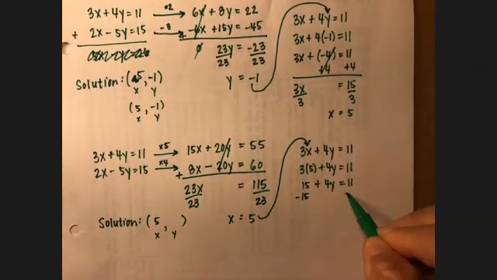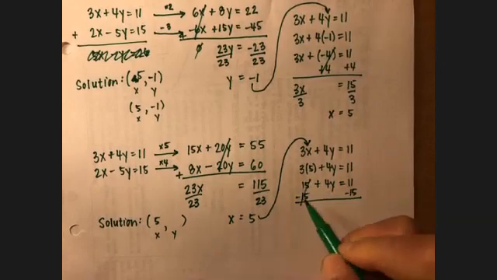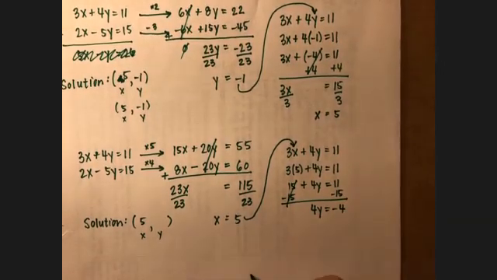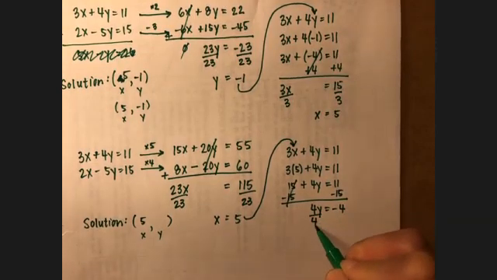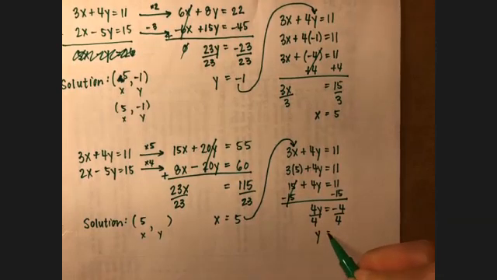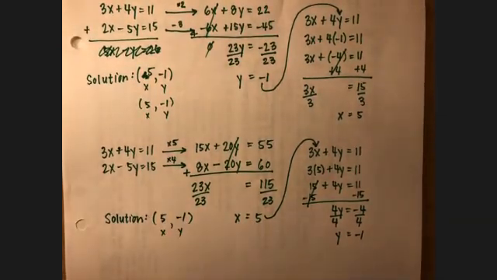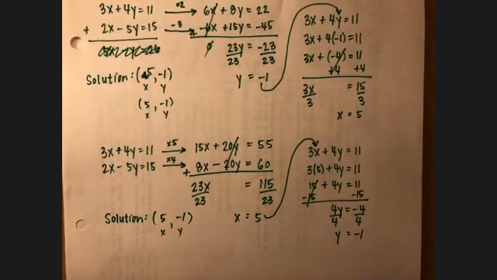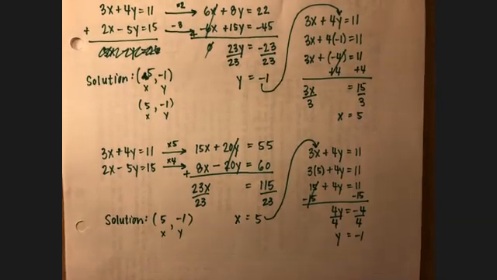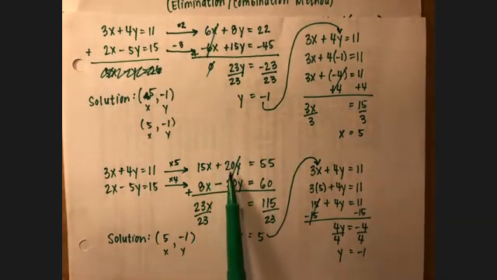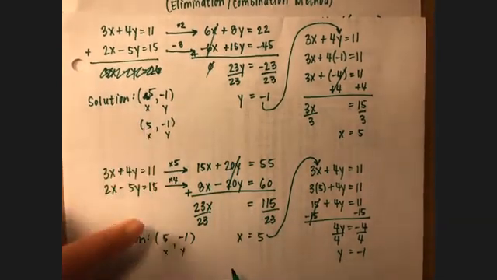Subtract 15 from both sides. 4y equals -4. Divide by 4 on both sides. 4y divided by 4 is 1y. -4 divided by 4 is -1. So y is -1 and x is 5, which is the solution to this system of equations. Notice that you can cancel out the x's first, or you can cancel out the y's first. Both of them got the same solution.